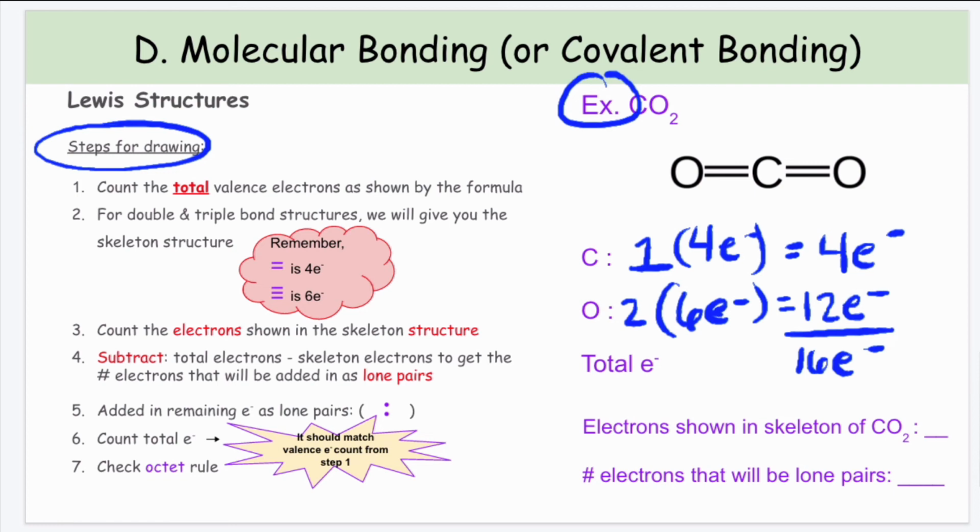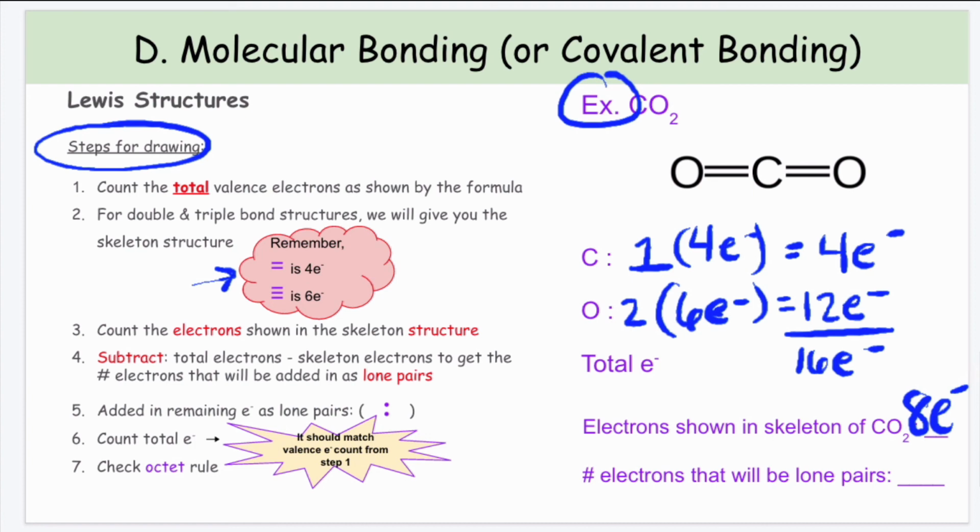Now remember, if you see my little call-out bubble over here, a double bond represents 4 electrons. A triple bond is 6 electrons because each individual line counts as 2 electrons. So step 3 says count the electrons shown in the skeleton structure. In our skeleton structure that I've given you at the top, we're going to count how many electrons are shown. Remember, each double bond is 4 electrons. We have a double bond on the left for 4 and a double bond on the right for 4. So we have 8 electrons shown in the skeleton of CO2.